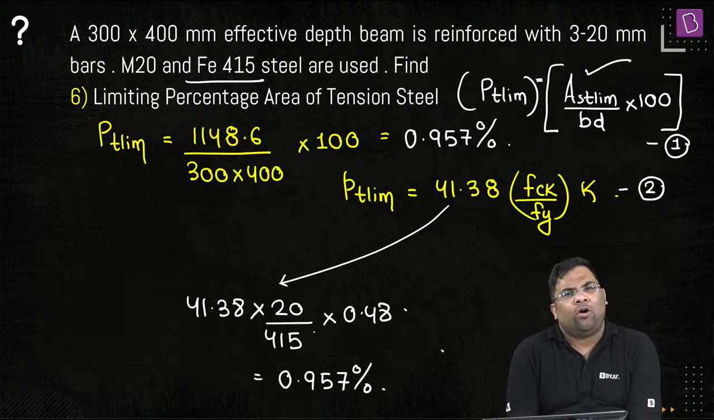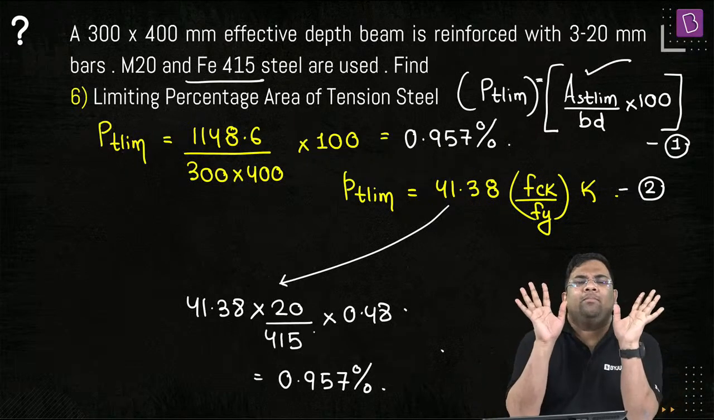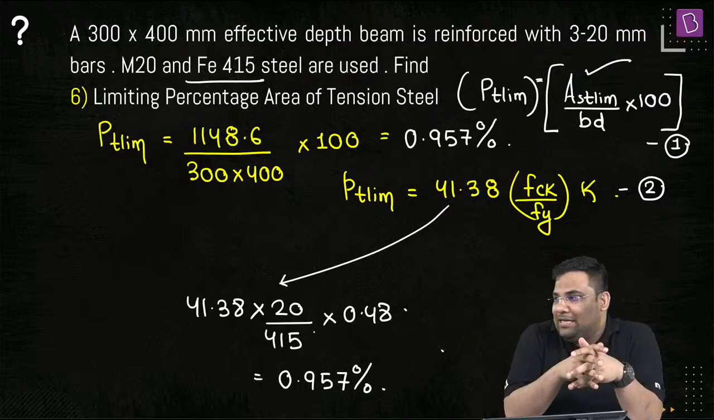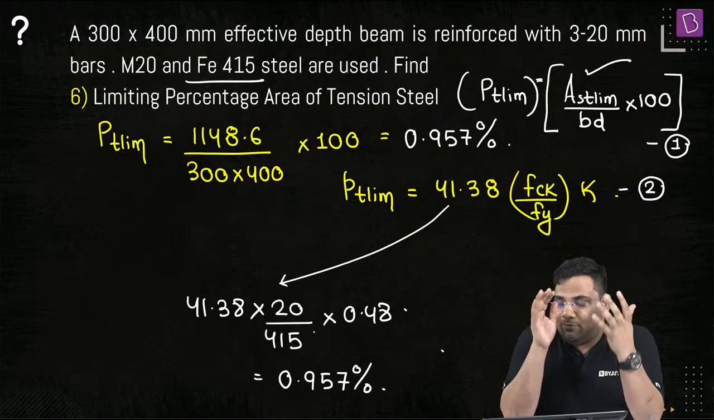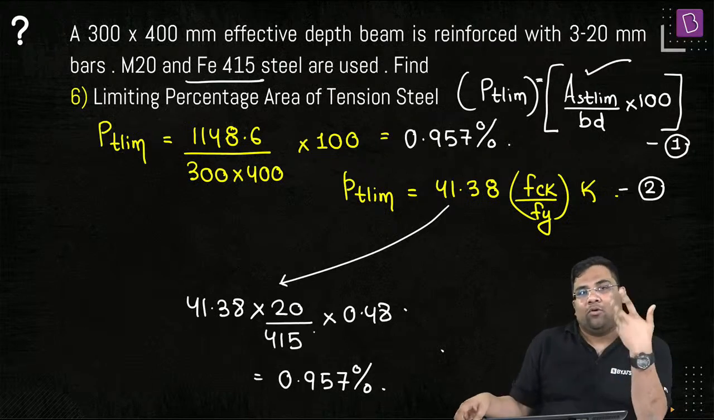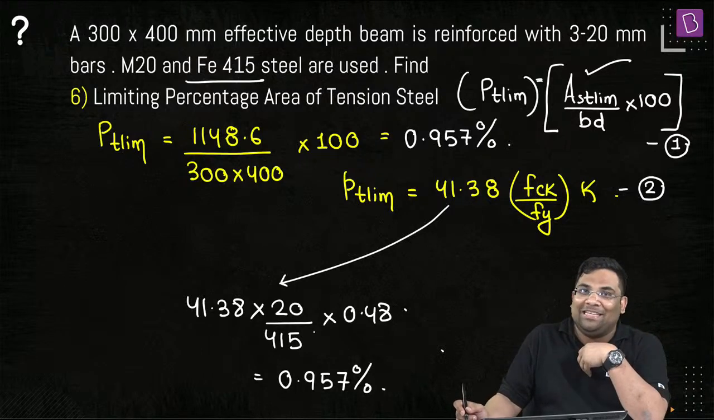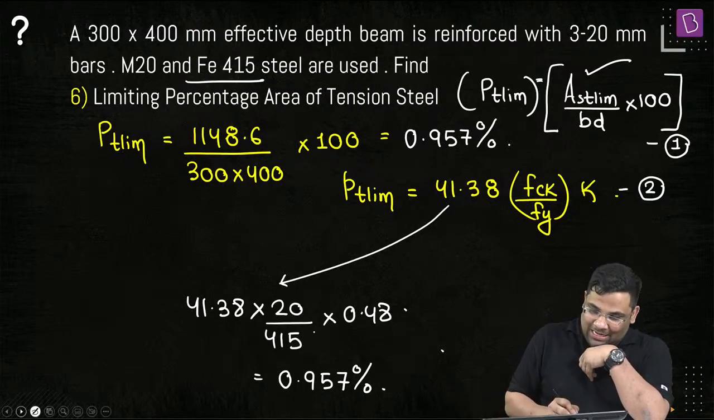But suppose some student forgot what the formula was. Is it 41 or 47 or 46? What do you do? No problem. Find out Ast limiting divided by bd into 100. So I'm giving you both the alternatives. If you forget the second formula, go for the normal formula and find out. That will be lengthy, but at least it will be accurate. Yes, easy. Let us go to the next thing.